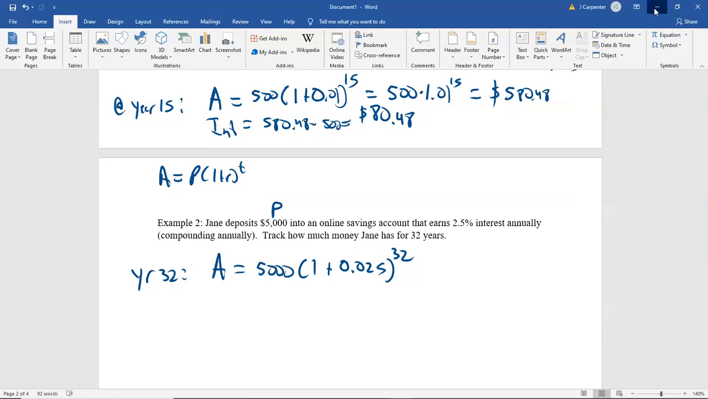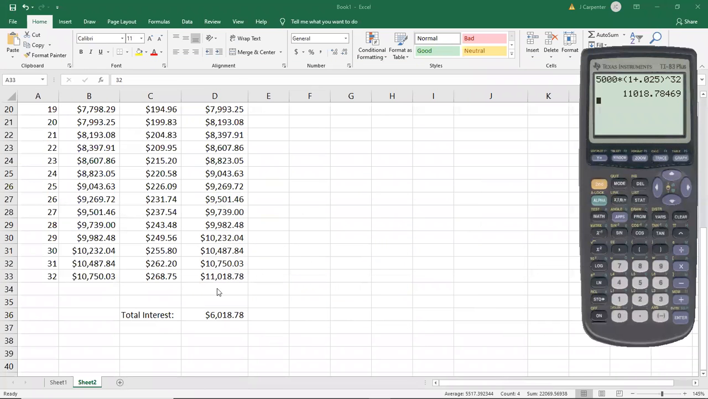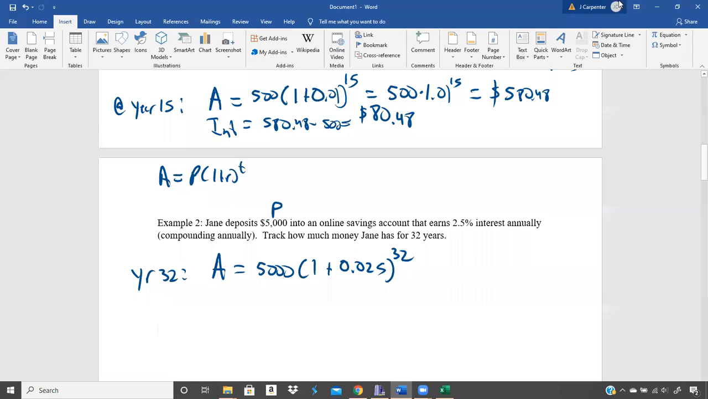Is that the same answer? Looks the same to me. $11,018.78. And then if you were to subtract the initial deposit of 5,000, you can see that our interest is still $6,018.78. Exact same two answers.